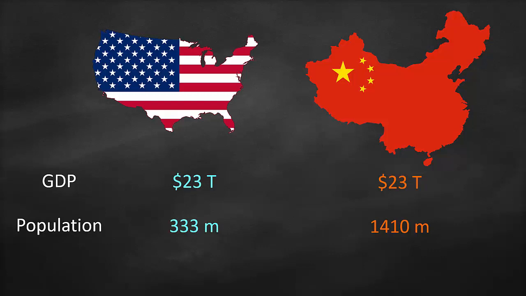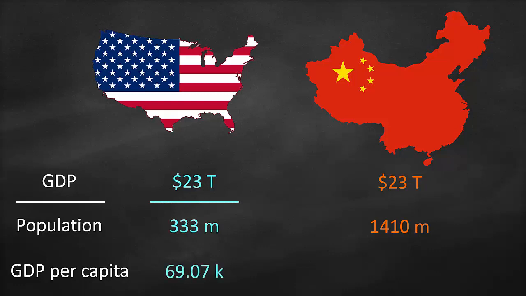Therefore, in order to reflect the average income, we need to divide our GDP by population. This is called GDP per capita, or GDP per person. For the United States, it will be 23 trillion divided by 333 million. This will give us 69,000. For China, with exactly the same GDP, $23 trillion divided by 1.4 billion people, this will give us 16.3 thousand.